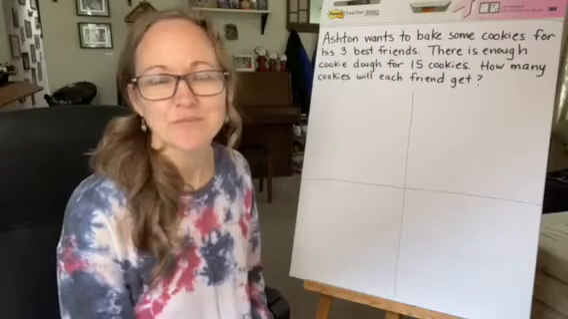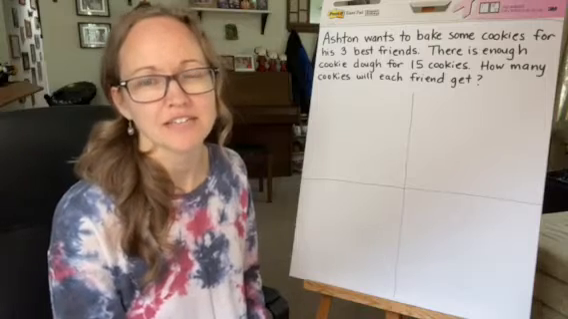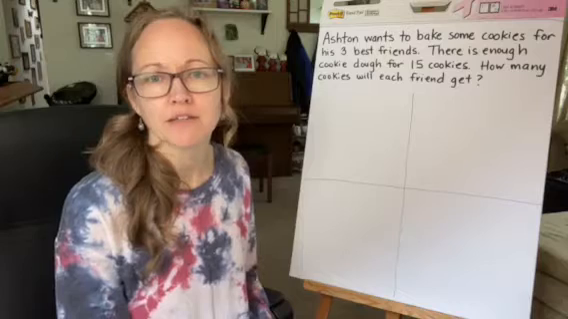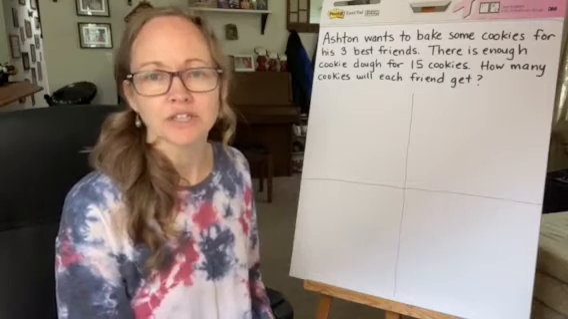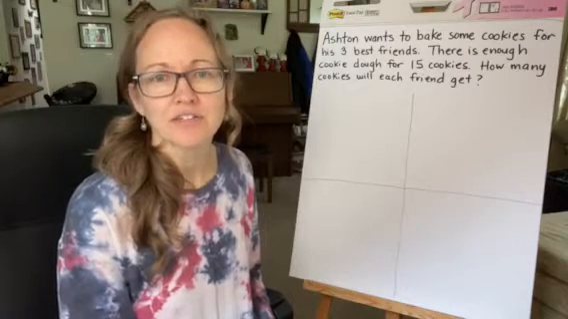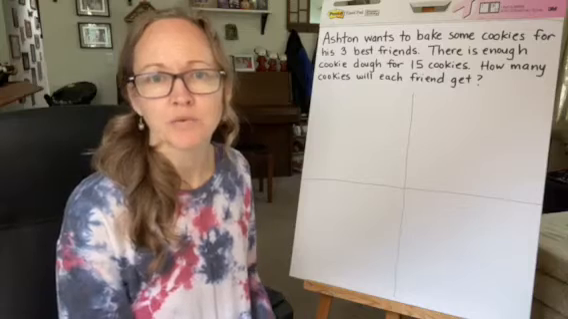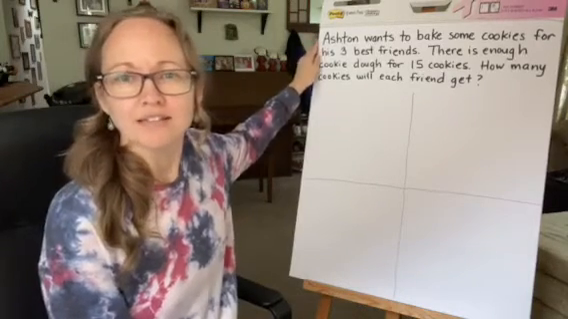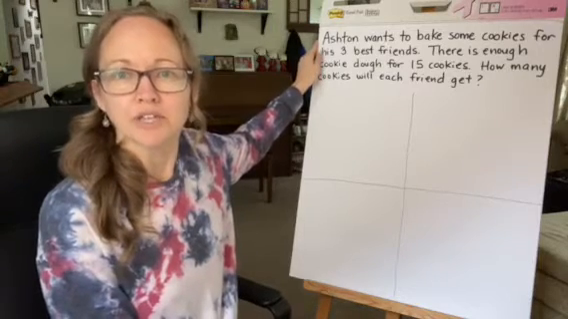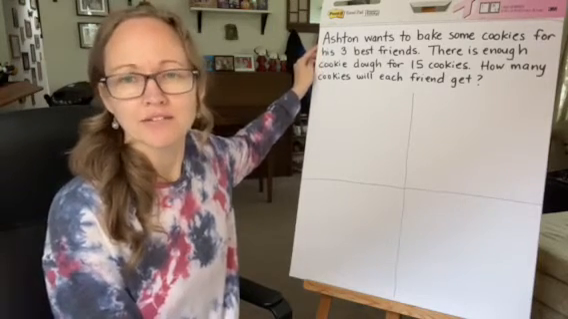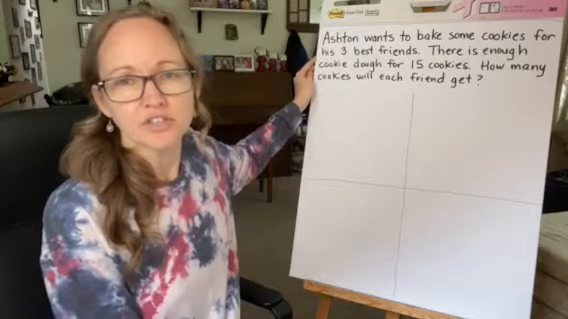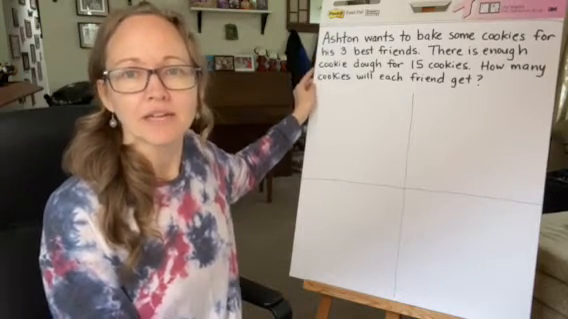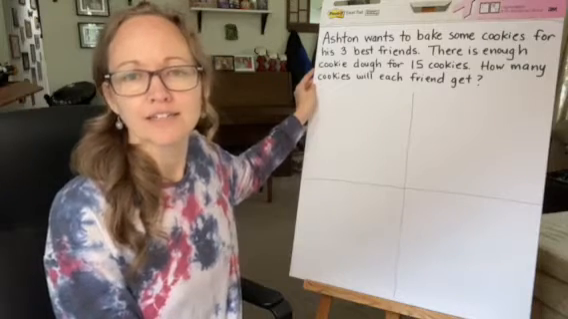All right, next let's practice our division skills. As I'm reading this word problem, I want you to think about the information that's important, the question that's being asked, and listen for any buzzwords that tell you which operation you should be using to solve. All right, so the problem says Ashton wants to bake some cookies for his 3 best friends. There is enough cookie dough for 15 cookies. How many cookies does each friend get?